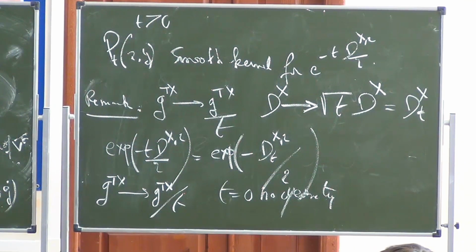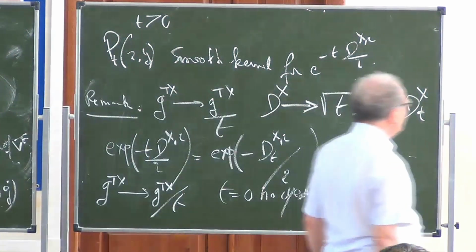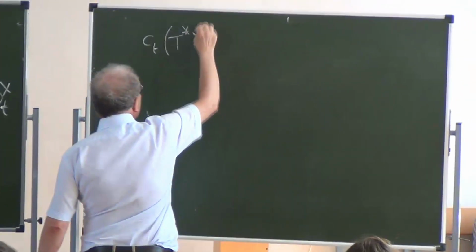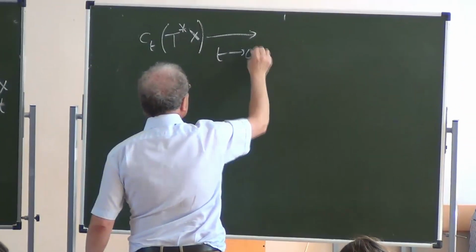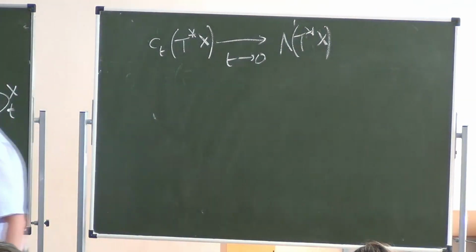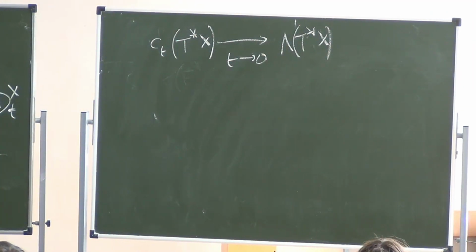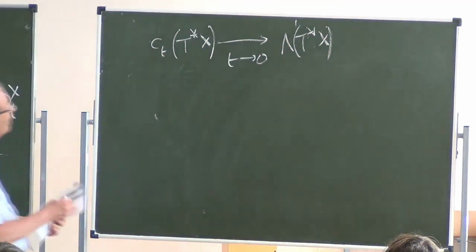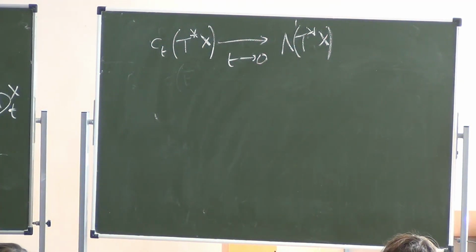However, what I showed is that from the algebraic point of view, the situation is completely different, because the Clifford algebra C_t(T*X), when t tends to 0, just becomes the exterior algebra. And so the proof of the local index theorem will use this fact that when t tends to 0, there is a Clifford algebra which becomes nilpotent. We introduce some nilpotent ring to replace the fact that there is no distance.